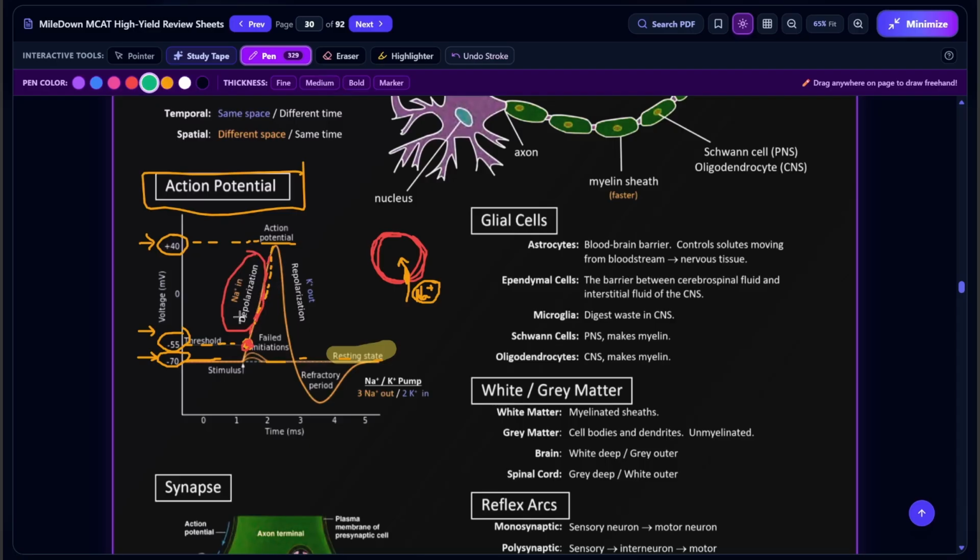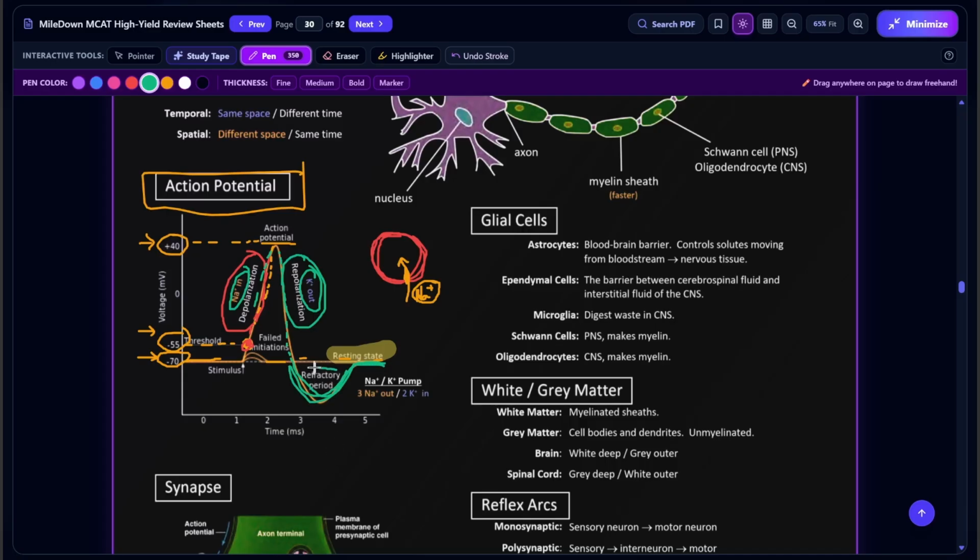So at this point, it's depolarization, where lots of sodium is coming in, and so it's making this membrane more and more depolarized. And then repolarization happens, so you get potassium coming out at this time, and then there's a refractory period, and then it goes back into resting state.